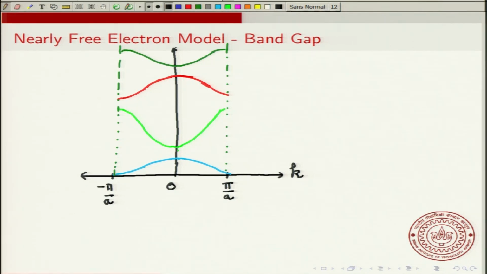So, with this I will conclude this lecture. In this lecture we have seen how you can understand the origin of bands and band gap in 1 dimension. Now, in 2 and 3 dimensions things become a little more complicated. But in the next lecture I will just briefly show you what happens in 2 and 3 dimensions, and we will come to the concept of a path in reciprocal space. Thank you.